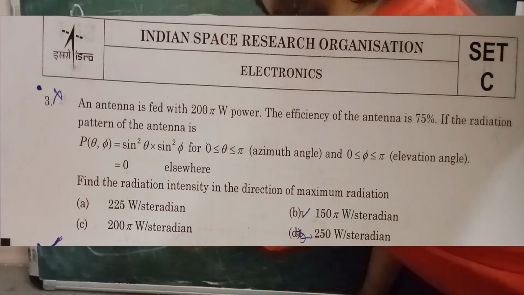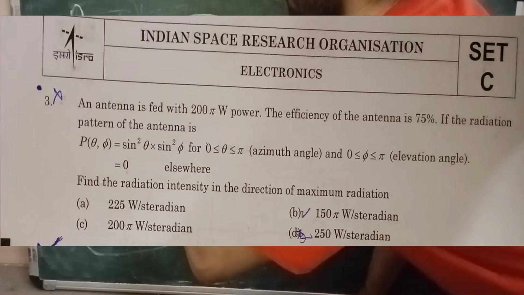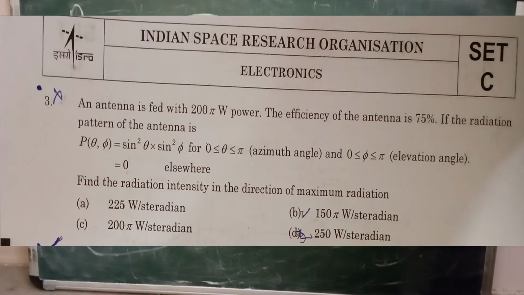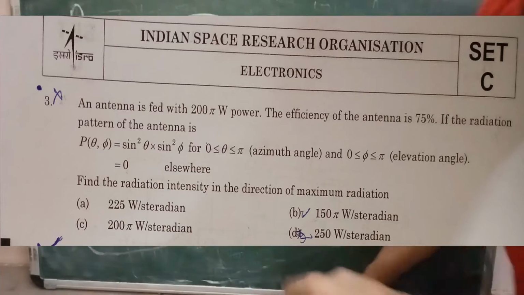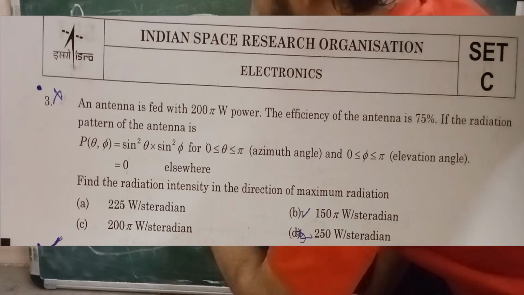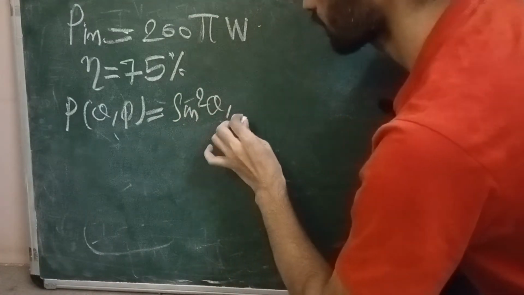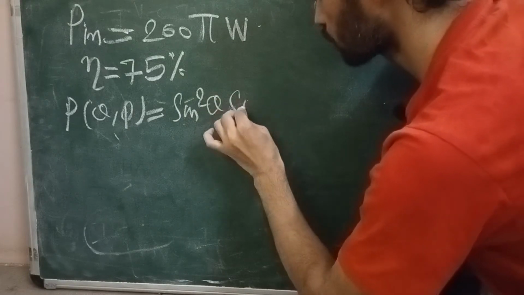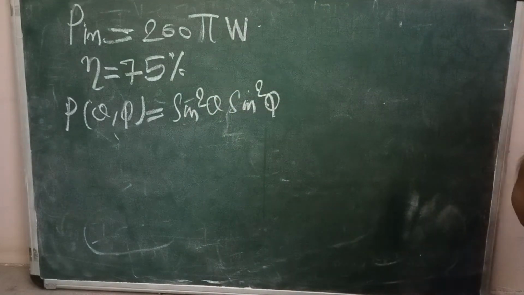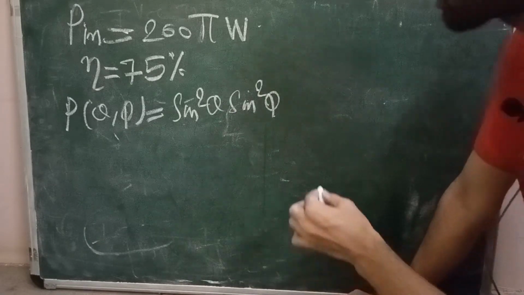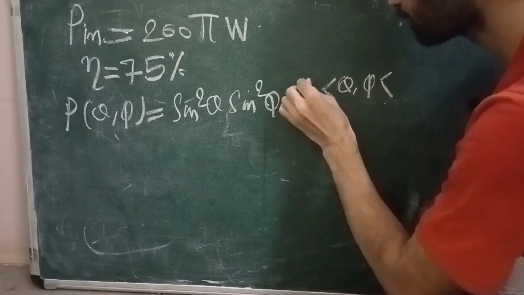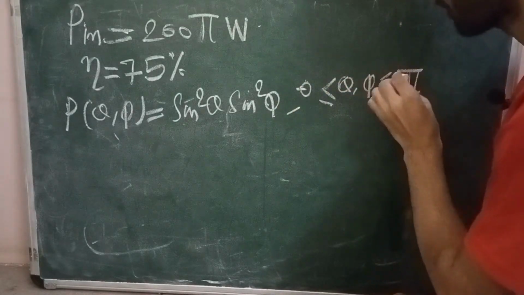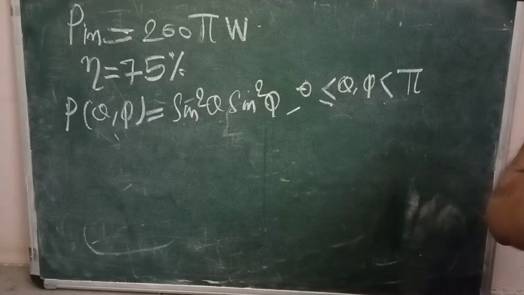The efficiency of the antenna is given as 75%. The radiation pattern of the antenna, U(θ, φ), is given as sine square θ into sine square φ, where θ and φ both lie between 0 to π. Otherwise, it is 0.